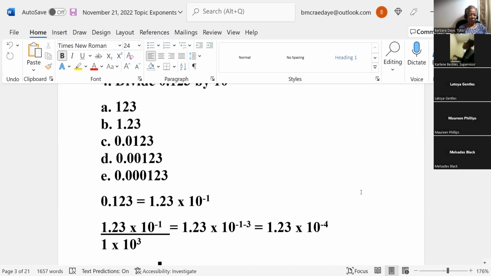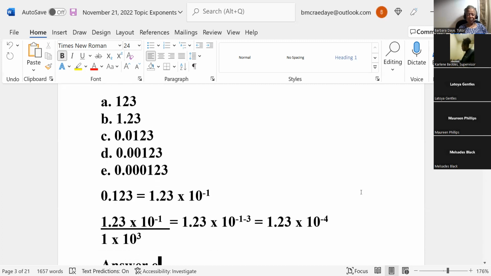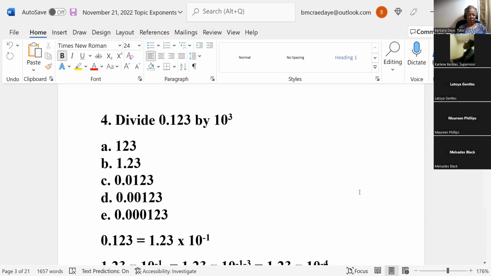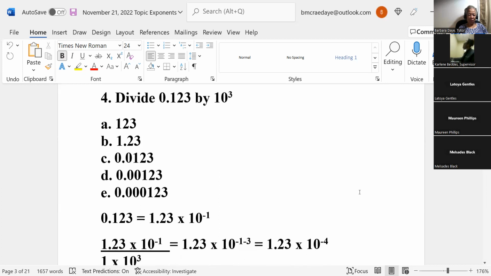Questions on number 4? So Maureen, how did you do yours? How did you do number 4? You gave me the answer. How did you get the answer? I just multiplied 0.123 by 10 to the power 3. No, it's a divide. Yeah, 10 divided, 10 times 10 is 100 and times 10 is 1,000. You just divided it by 1,000. Yeah. Oh, okay.